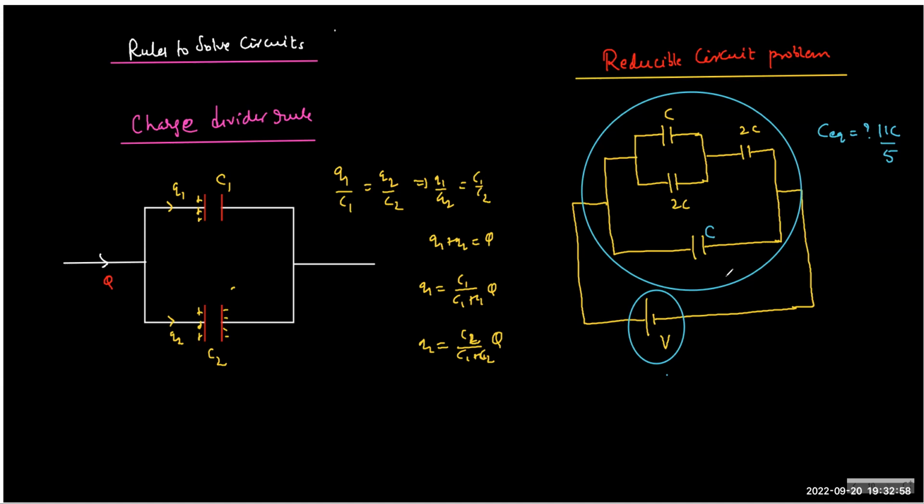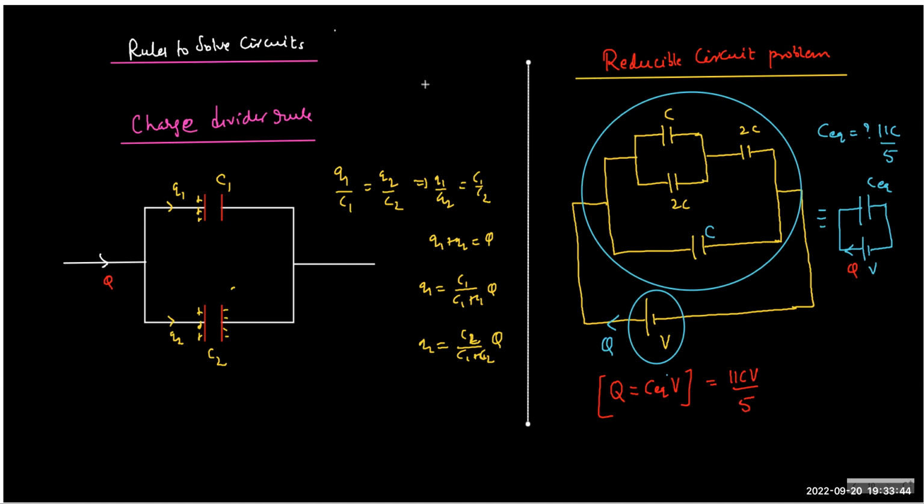That's a pretty simple answer. Now, the way to approach it is we always start with the charge coming from the cell. Because we can reduce it into a single capacitor with a single cell, we can calculate the total charge at first go. So we always begin by writing the net charge as C equivalent into V. Is this clear? So the total charge here is 11CV/5. Are you clear so far?